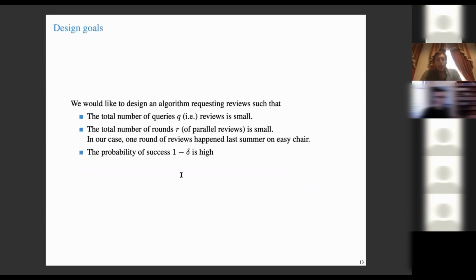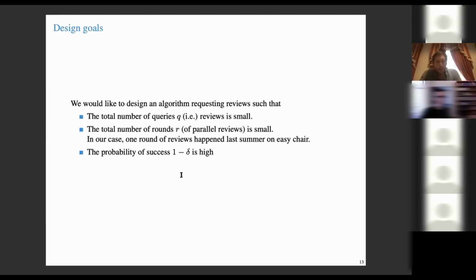And here are your design goals. So obviously you want to minimize the number of queries because that's how many people you are going to bother with your review requests. And then something maybe not so intuitive is that you also try to minimize the number of rounds. Okay, so what's a round?